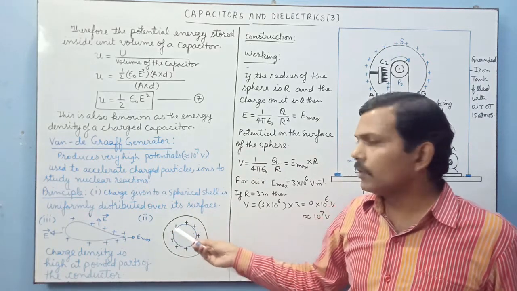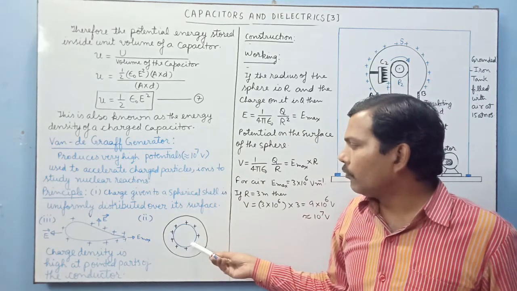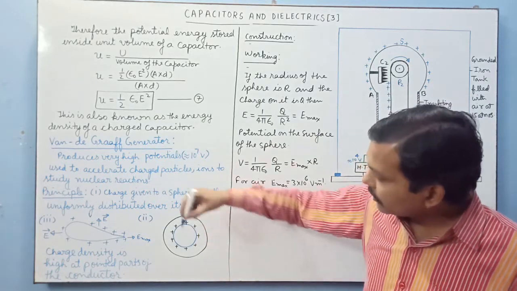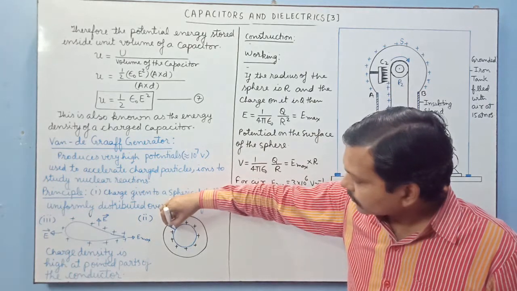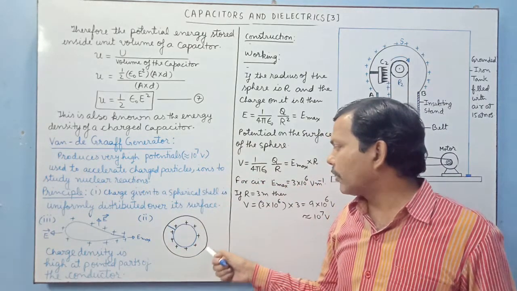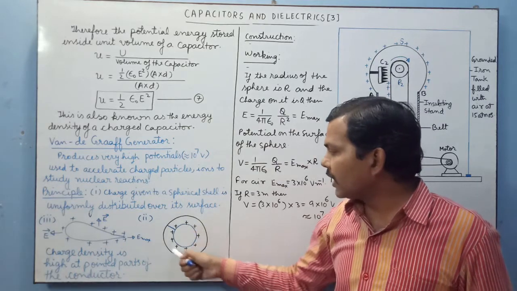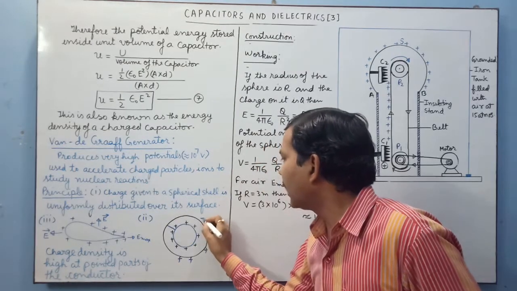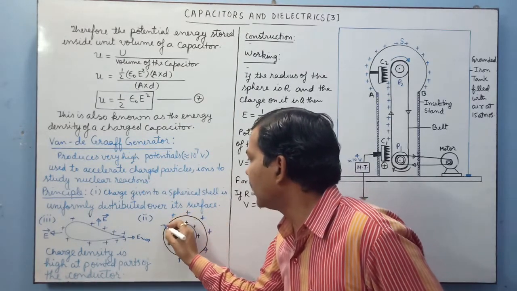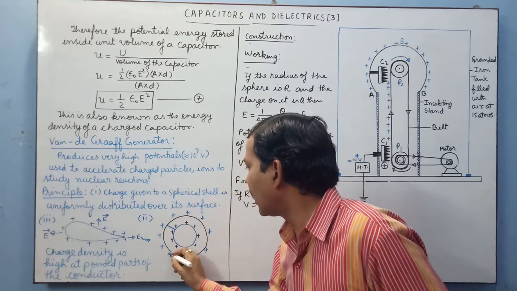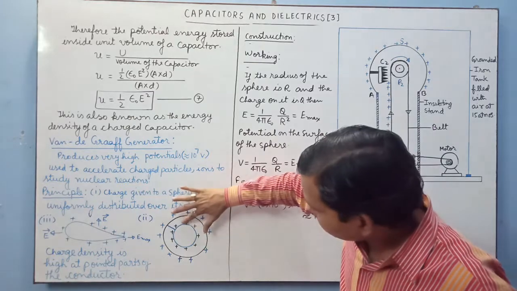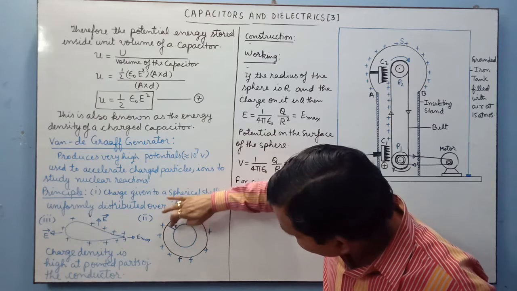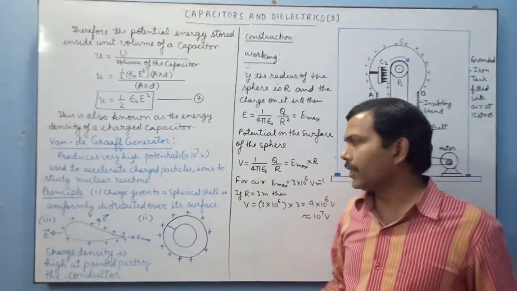Second is, if there is a charged sphere which is placed inside a hollow spherical shell, and if we connect the sphere by a conducting wire to the inner surface of the spherical shell, then the charge of the sphere comes out and gets uniformly distributed on the outer surface of the spherical shell. Like this, as shown here in the figure.